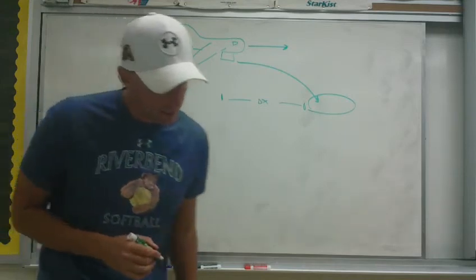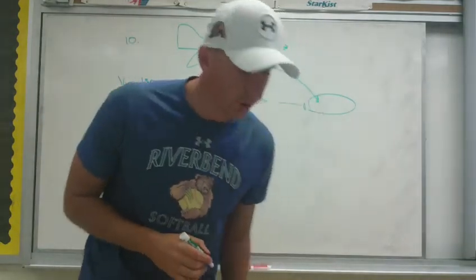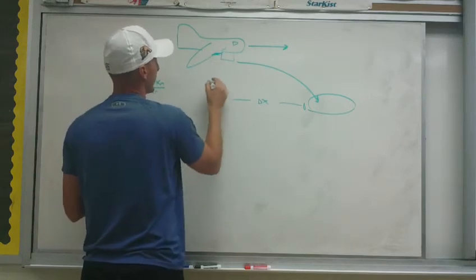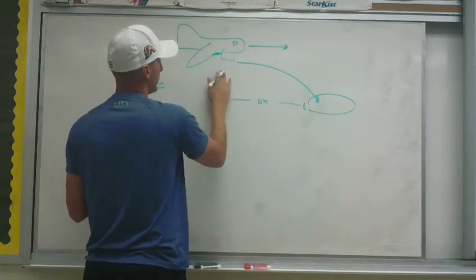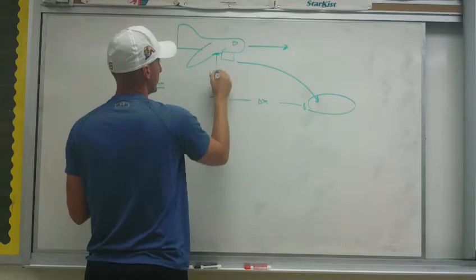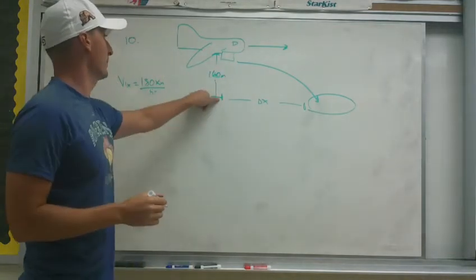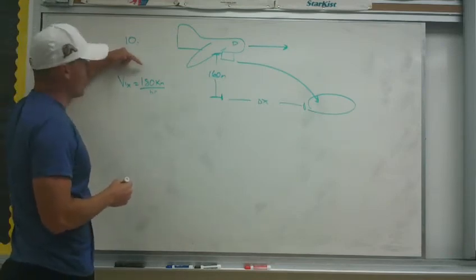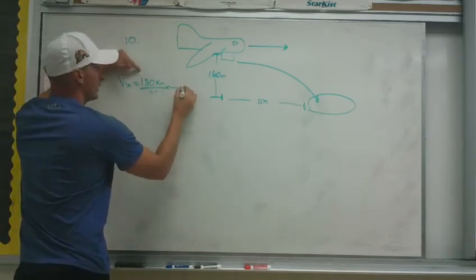We know the plane is flying 160 meters high. So the height from here to here, delta y, is 160 meters. It's kind of pieced together. So we need to find delta x. You should notice right away I need to convert this, so I'll go ahead and do that.